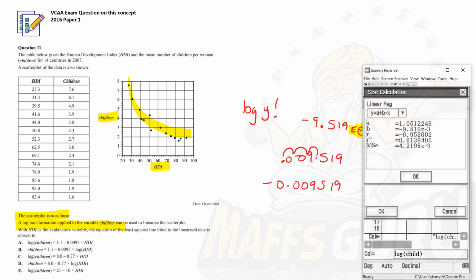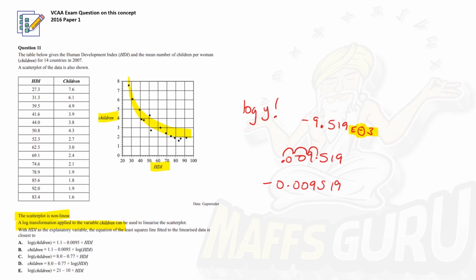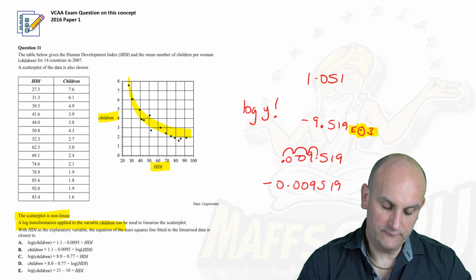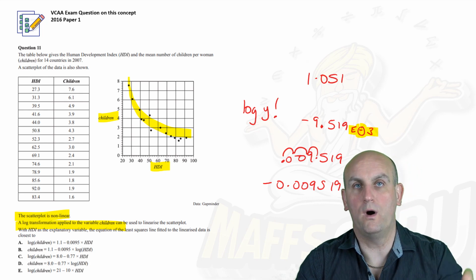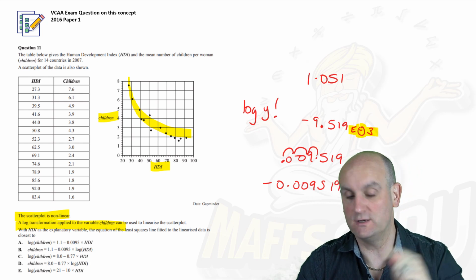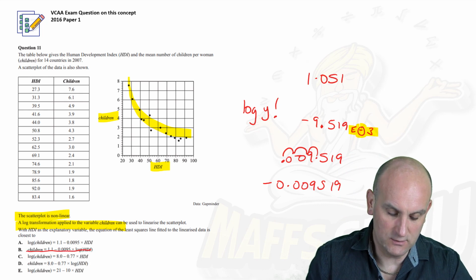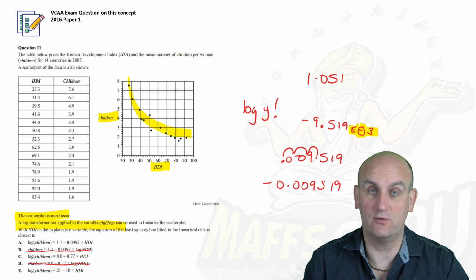What was my other value that I had? It was 1.051. So I've got the data I need. What am I looking for? Well, it's a log Y transform, and in fact it's log children. So the first thing is I can get rid of anything here that does not start with log children. That gives me 3 answers.